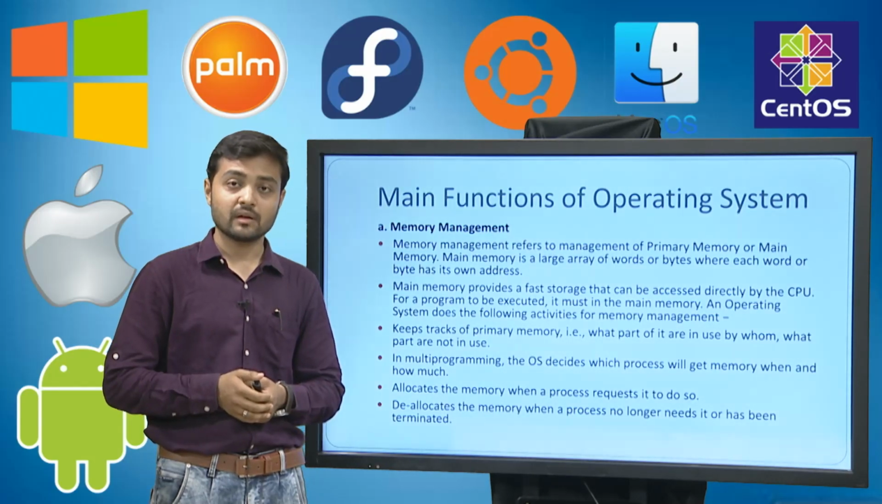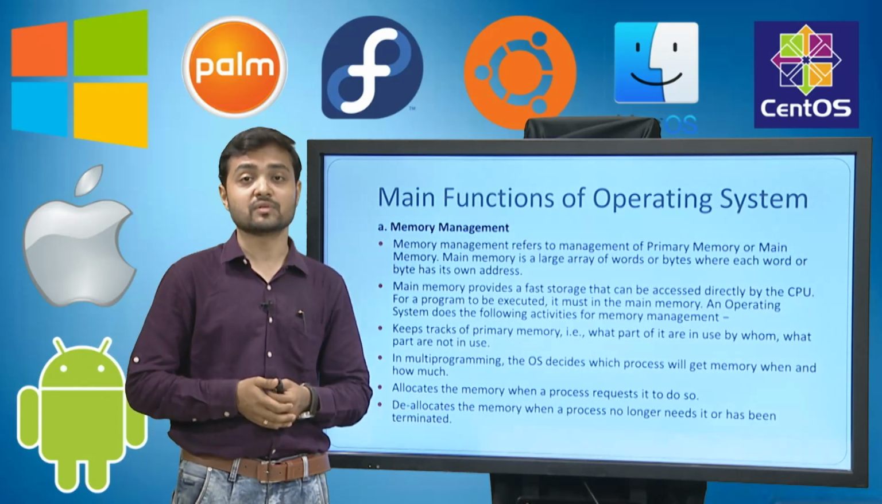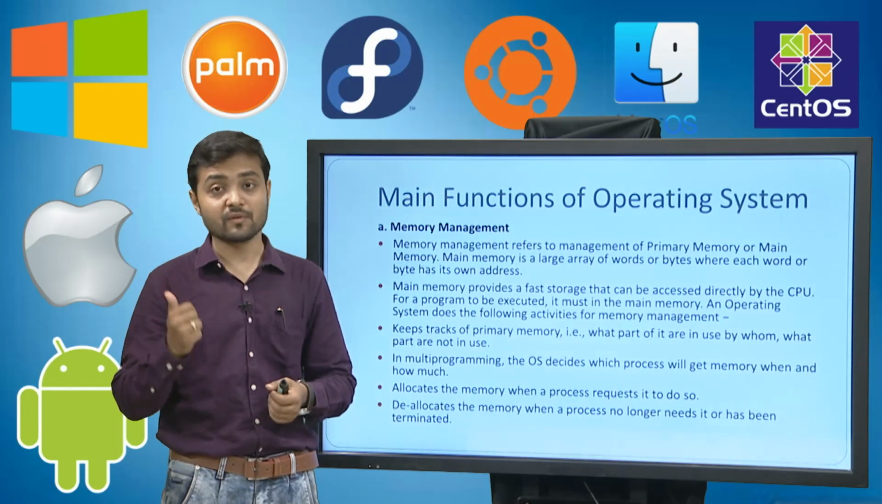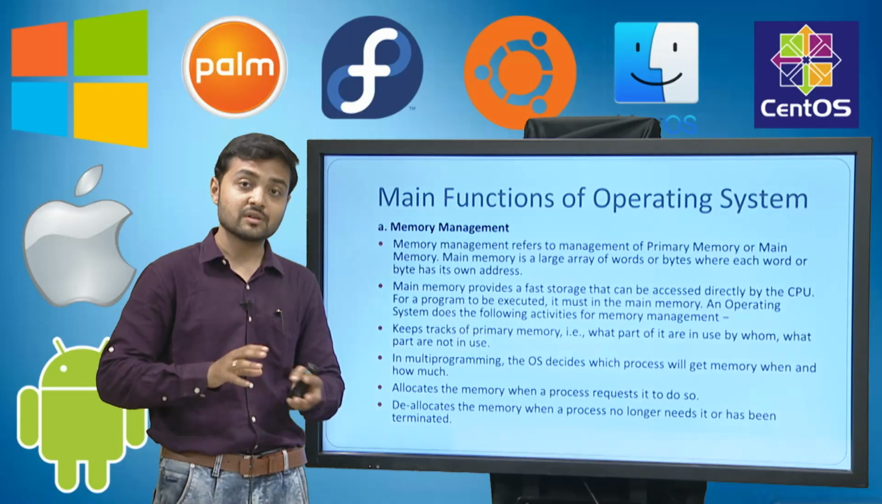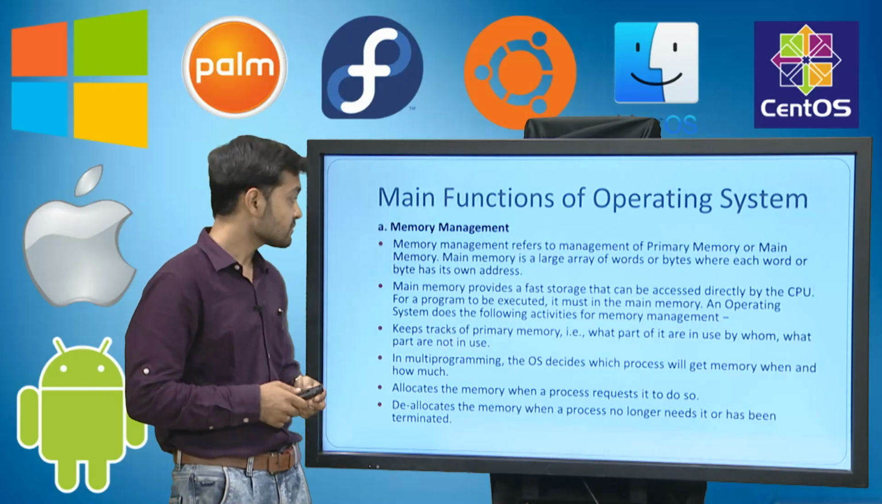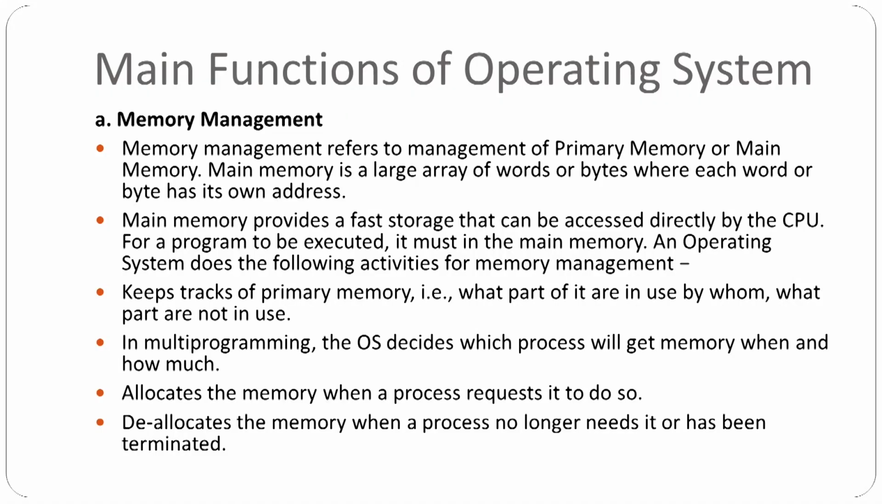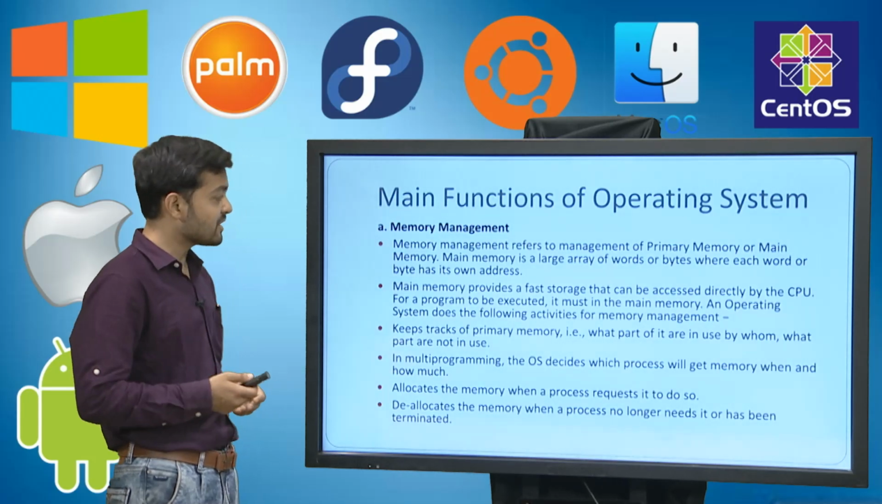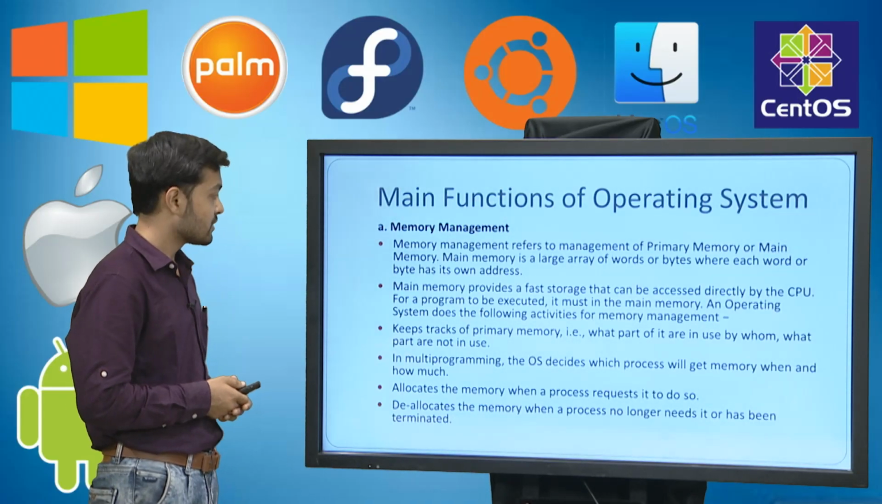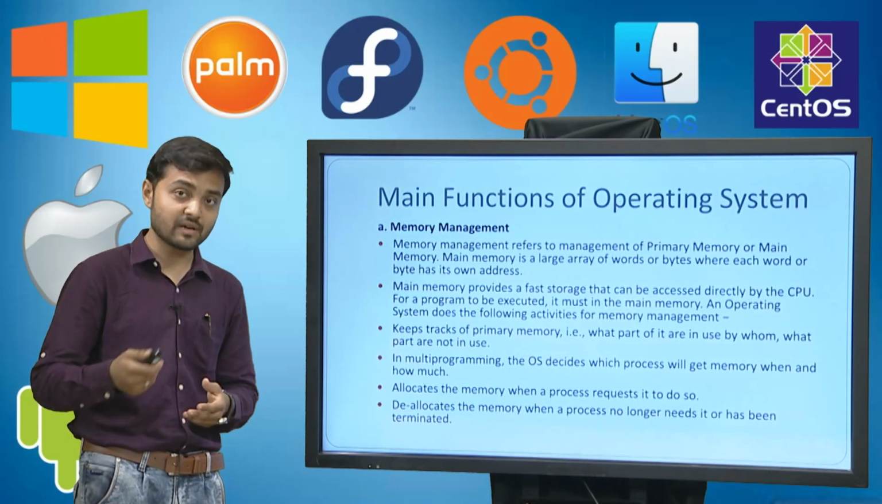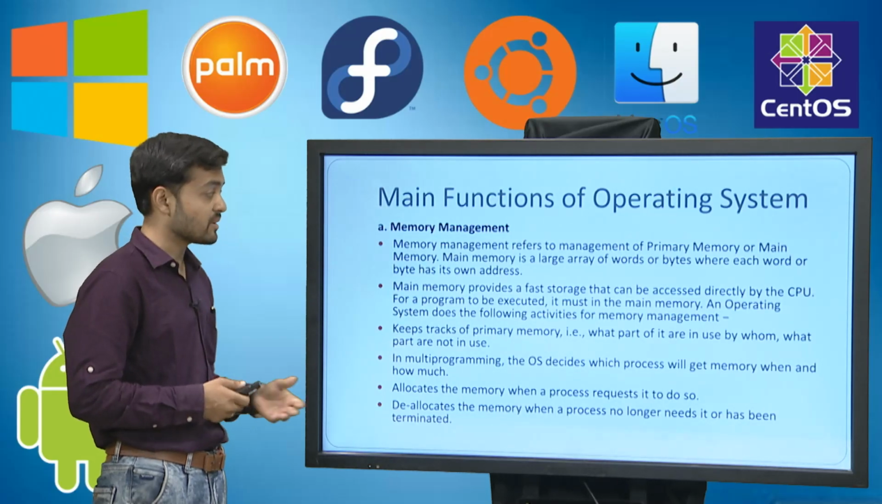So it may happen that every process may not get memory when they want. It is the task of operating system to manage this memory for the processes. So memory management refers to the management of primary memory or main memory. It is a large array of words or bytes where each word has its own address. Main memory provides a fast storage that can be accessed directly by the CPU. For a program to be executed, as I said earlier, it must be in the main memory.